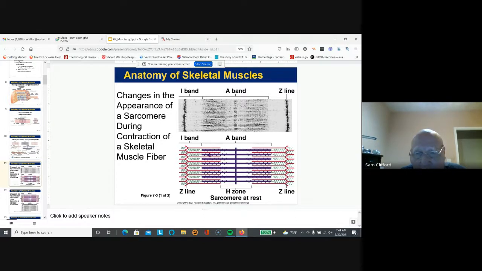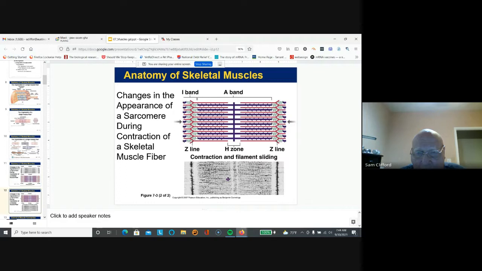Okay, so this is a sarcomere. The sarcomere is going to shorten by the actin filaments being pulled in and getting closer to the M line or the H zone. And when that happens, the muscle sarcomere gets shorter and the whole muscle fiber contracts.